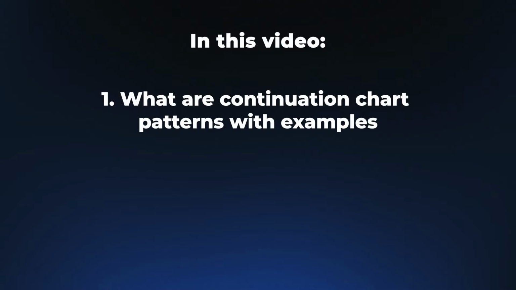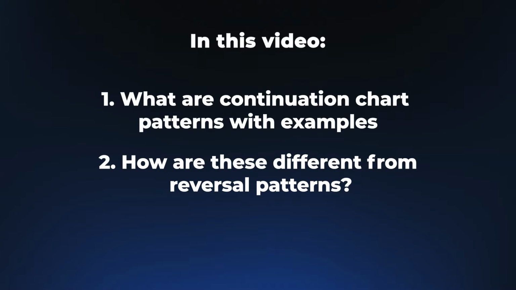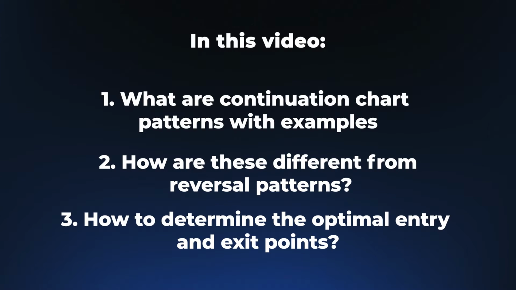What are continuation chart patterns with examples? How are these different from reversal patterns? How to determine the optimal entry and exit points.